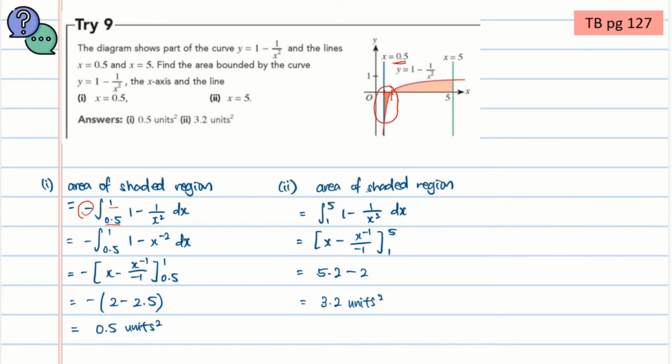For part 2, our working should not be unfamiliar to you because it is just the area of the region above the x-axis but under the curve. So we will do our definite integral from 1 to 5 for the equation of the function, which is 1 minus 1 over x squared with respect to x, and then we will substitute in the values, and we have 5.2 minus 2, which is equal to 3.2 units squared. I want us to remember that we have to put in the units, okay, because in this case, there is a context of finding out what is the area.